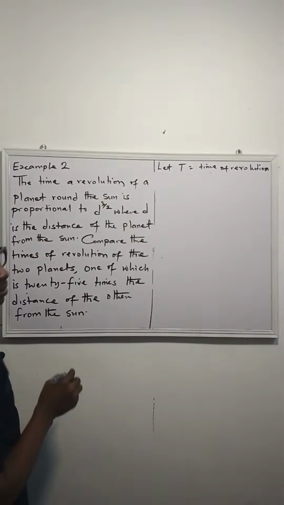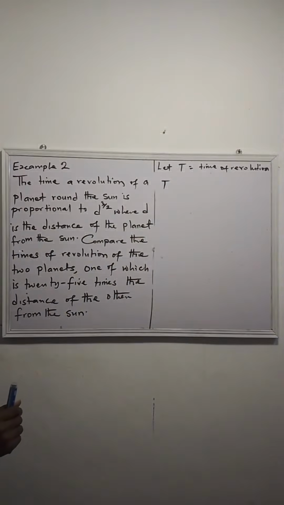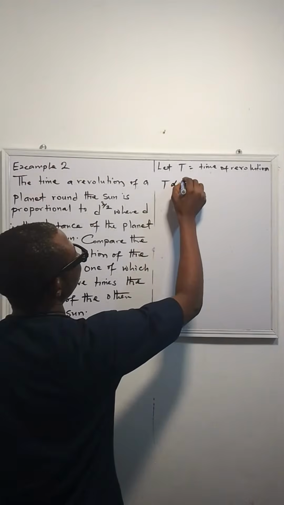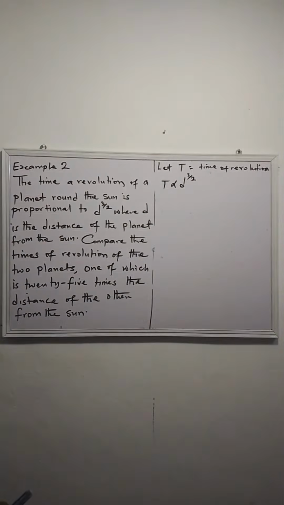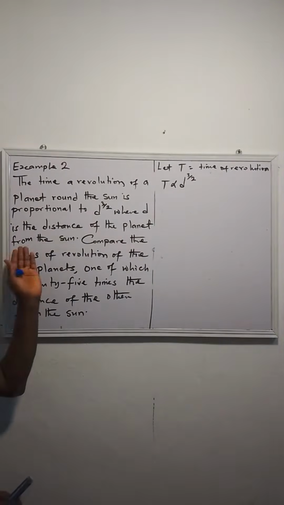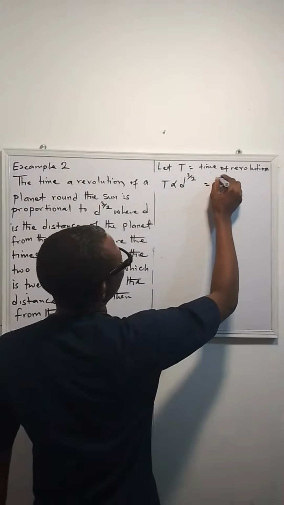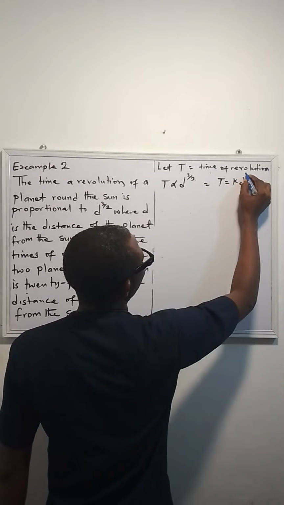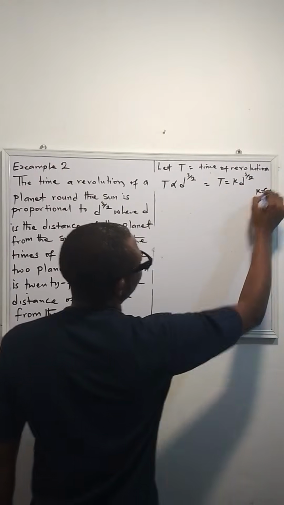Okay, so if we have that, let's interpret the question now. The time of revolution of a planet around the sun is proportional to d raised to the power of 3 over 2, where d is the distance of the planet from the sun. Hope you get that. Now we can write this as T equals k d raised to the power of 3 over 2, where k is a constant.